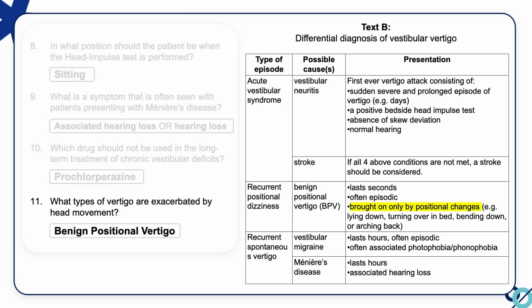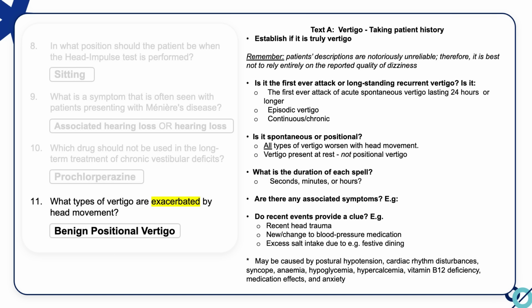The question asks what is exacerbated, which means worsened, by head movement, not just what is triggered by it. You need to look at text A, which considers the general rule: all types of vertigo worsen with head movement. Don't stop at the first keyword match. Check if there is a broader rule in the introductory text, text A, before diving into specific tables, like text B.